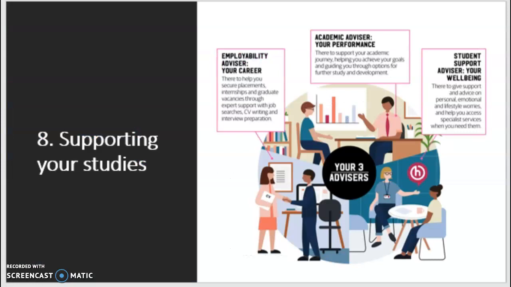Now, in terms of supporting your studies, you will be receiving information about the roles the three advisors have, and they will be assisting you throughout the degree. You have an academic advisor, which is your ADAPT tutor in psychology, and they will support you in terms of your academic and personal development. They are the staff members who will really get to know you individually and help you with your studies.